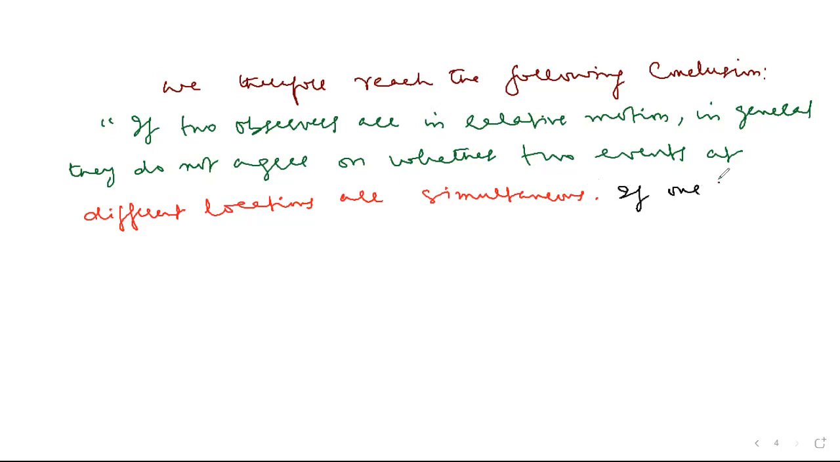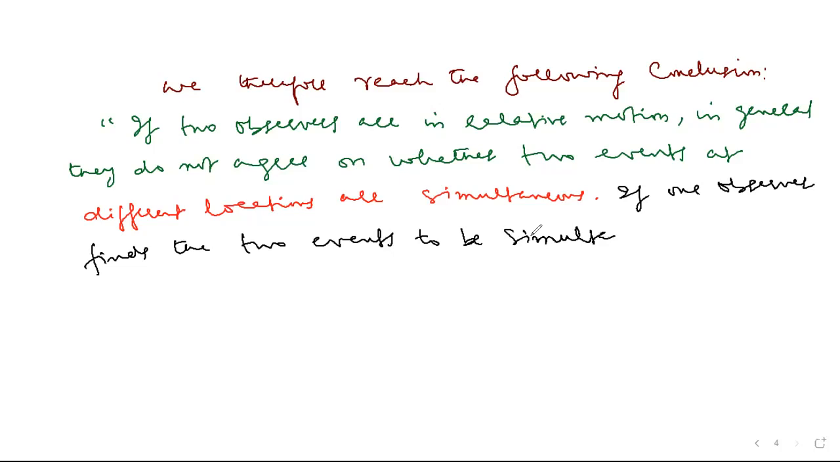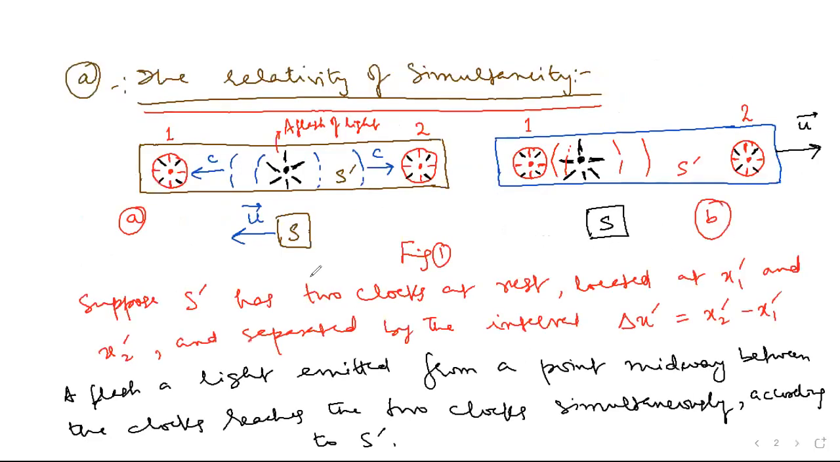If one observer finds the two events to be simultaneous, the other does not. As discussed, for S prime, the two events, arrival of flash of light to clock 1 and clock 2, were simultaneous, but for observer S, they were not simultaneous, right?